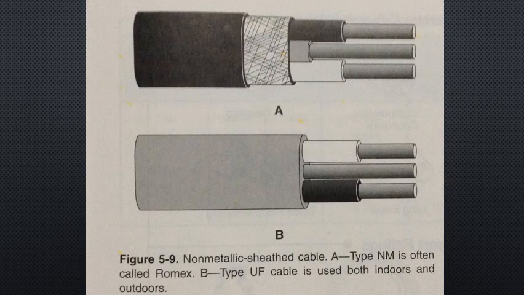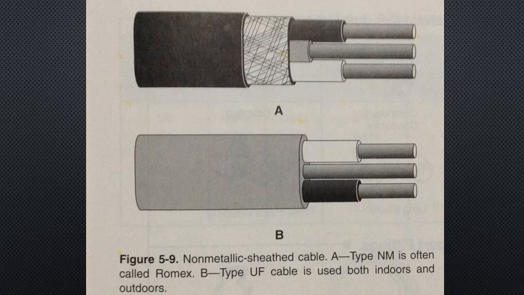Which is shown on the screen now. Type NM is used strictly indoors, while types NMC and UF are suitable for either indoor or outdoor applications. Further, type UF can be directly buried in the ground.